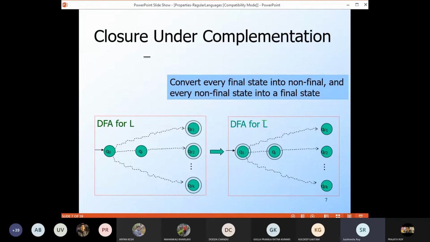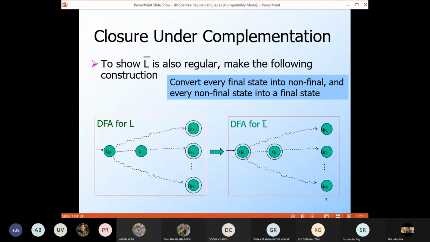What is a complete DFA? Anybody? Ma'am, any DFA in which all the states go to some final accepting state. No, that is not a complete DFA.